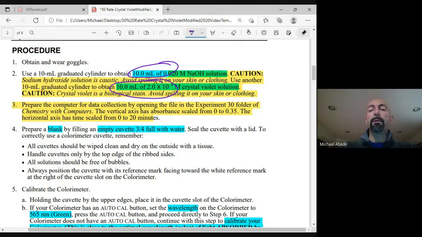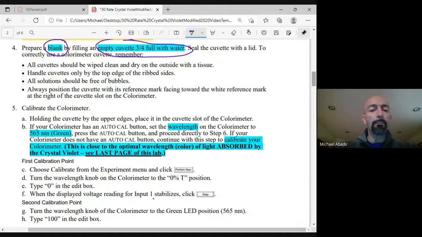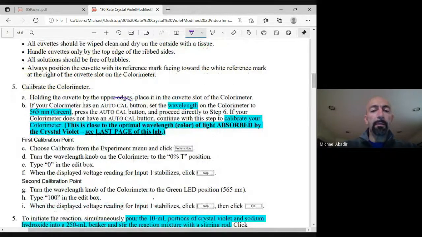You're going to open up the experiment. Actually, you're not using a computer, you're going to use a handheld LabQuest. All right, so you're going to keep those two separate from one another. You're not going to mix these yet. Then you're going to do the blank. That's the empty cuvette with distilled water. And you're going to calibrate your colorimeter, and you're basically going to hit auto cal.